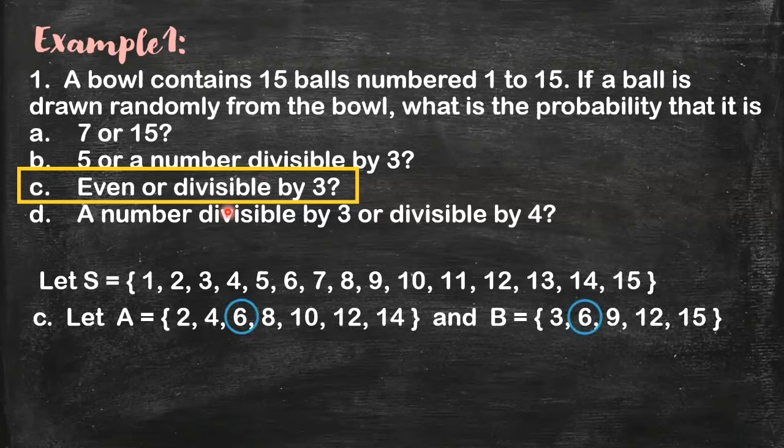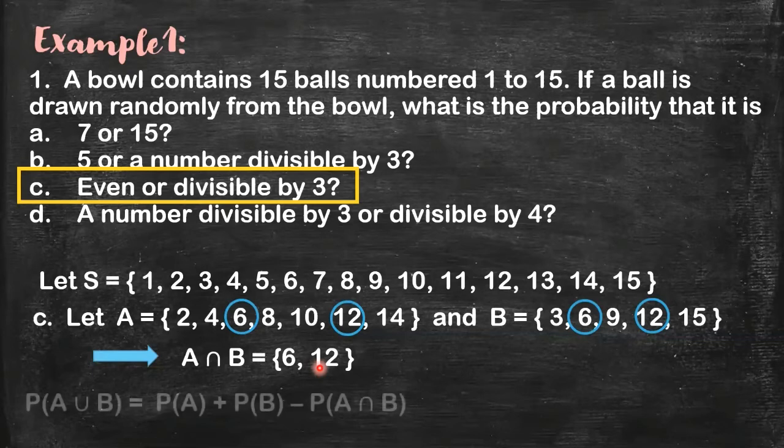Here. Okay, pareho silang may 6. Ano pa? Pareho silang may 12. So therefore, may laman ang intersection nila this time. Dalawa. Alright? Okay, so we now get the probability of their union. Ito yun. Okay, nakita nyo? Meron ng probability of A intersection B.